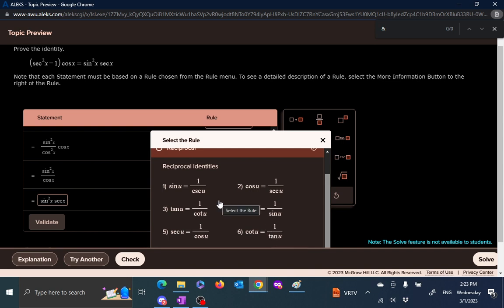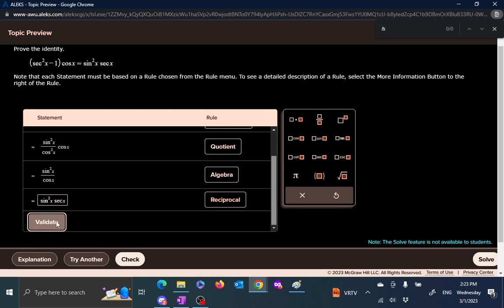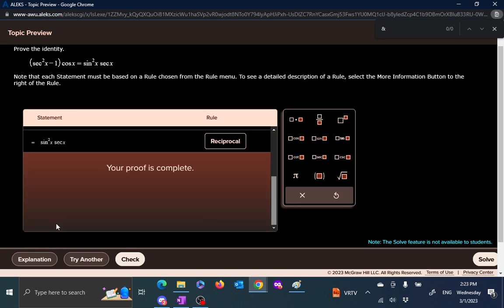where is it? Yes, I had a hard time finding it. 1 over cosine is the same as secant. That's what we are using here, and then we are all set. That is what we wanted to show.